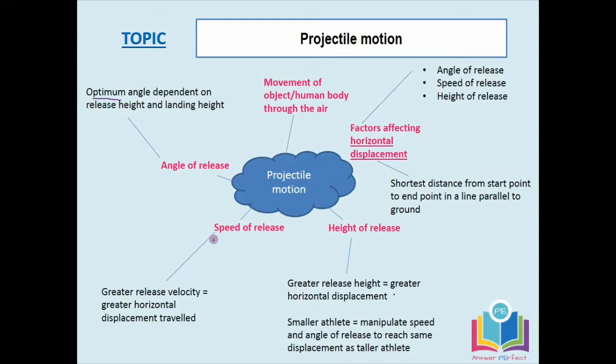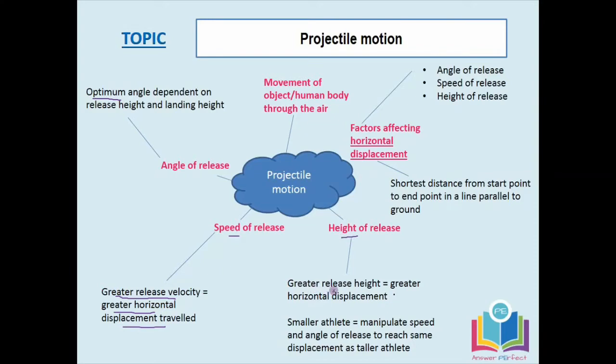Then we've got the speed of release. The greater the release velocity, the greater the horizontal displacement travelled. So for example, the faster you release a discus, the further it should travel in line with the ground in a straight line. Then we've got the height of release.